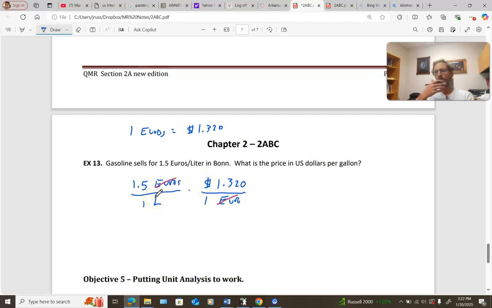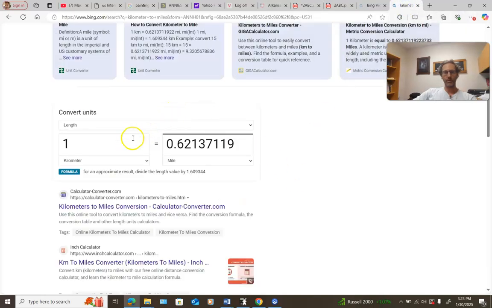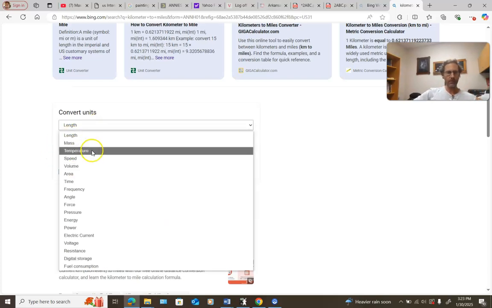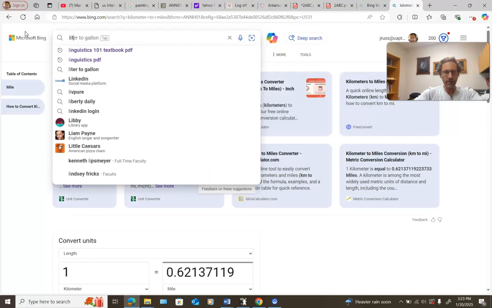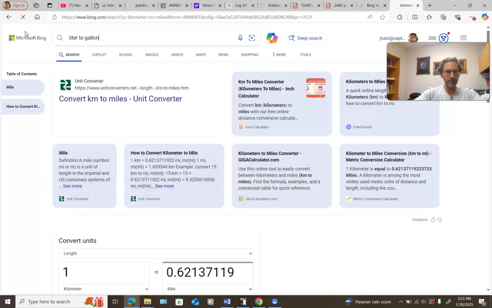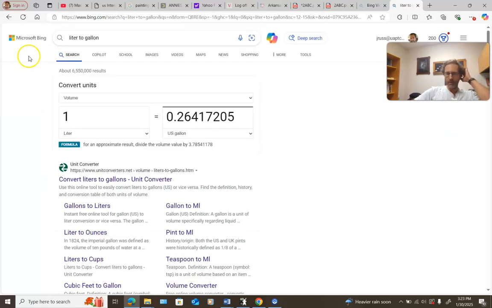So now we need to convert liters to gallons. So I need another conversion factor. And so again, for this, I'm just going to do a search. Now in your homework, you'll have access to a little chart that'll open up, so you can use that. But you can just type it in. You can say liter to gallon. And so you could use this.